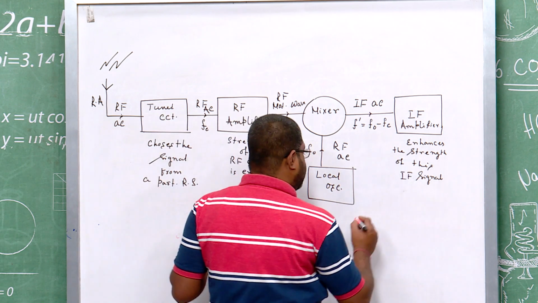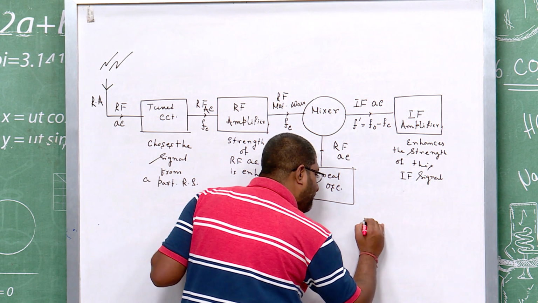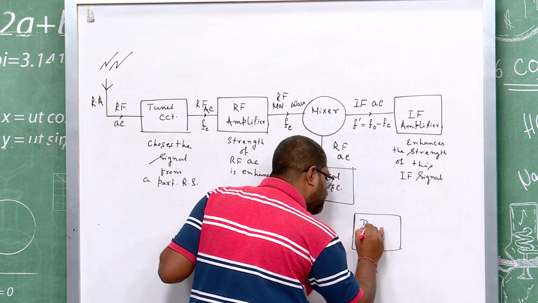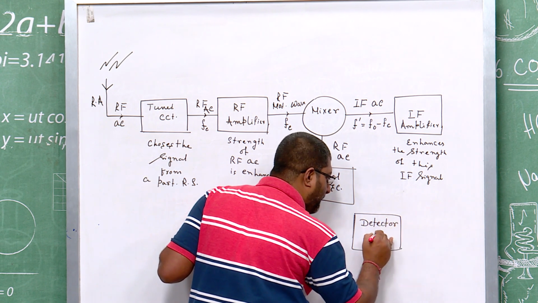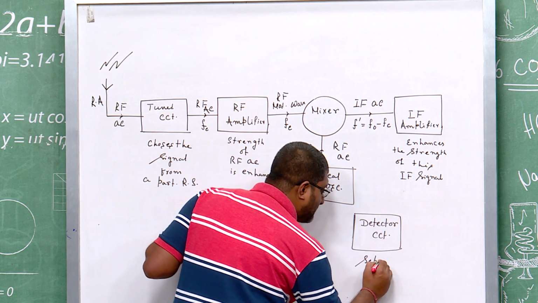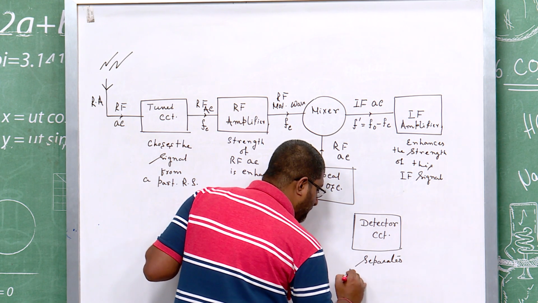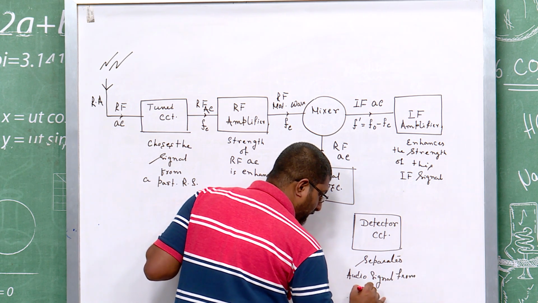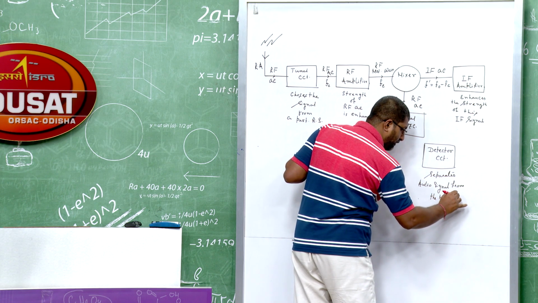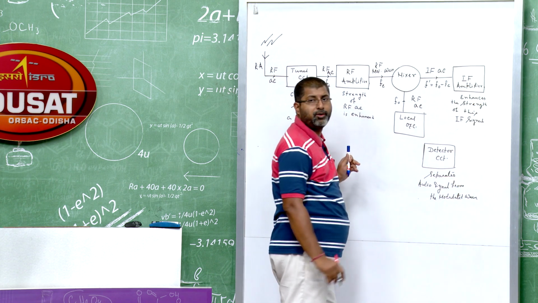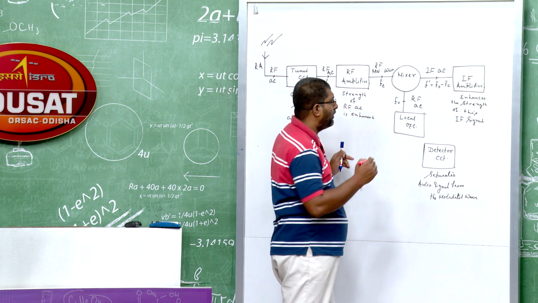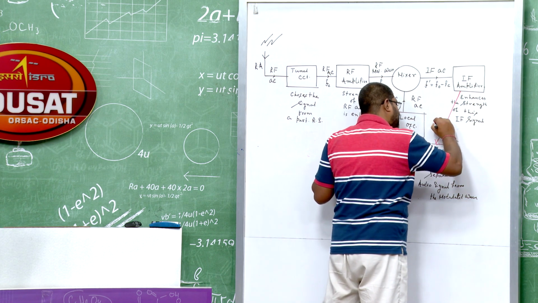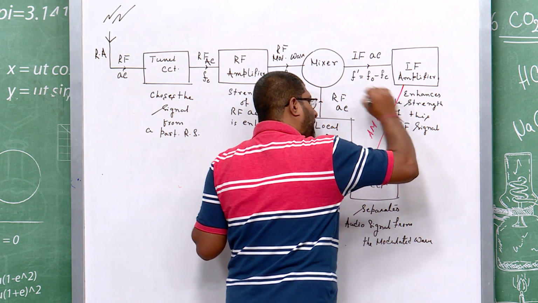Now, from this, the signal will be fed to a detector circuit. Now, what is a detector circuit? The detector circuit separates the audio signal from the modulated wave. Audio signal from the modulated wave. Now, this is fed to a detector circuit. This is an AM wave, an amplitude modulated wave.